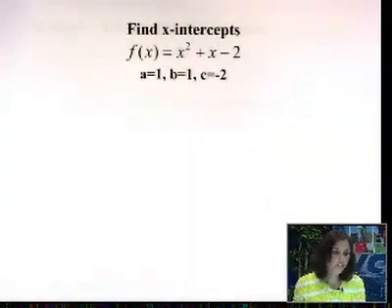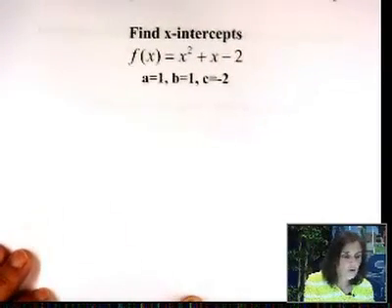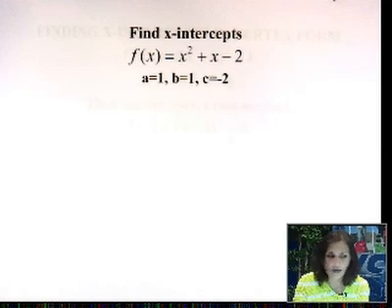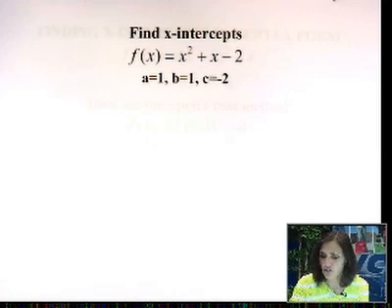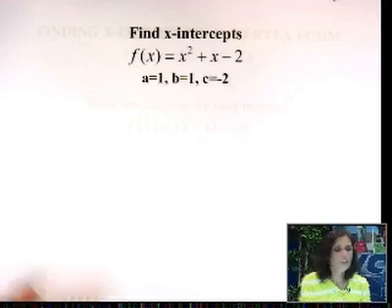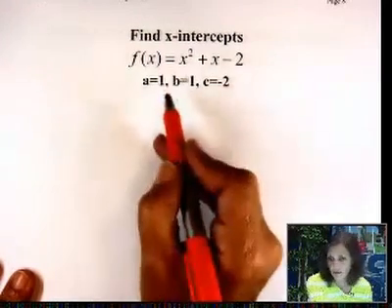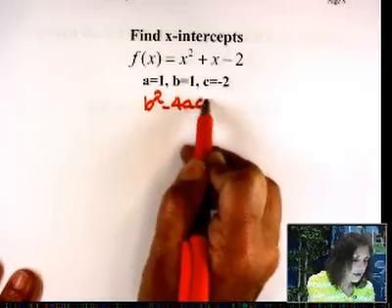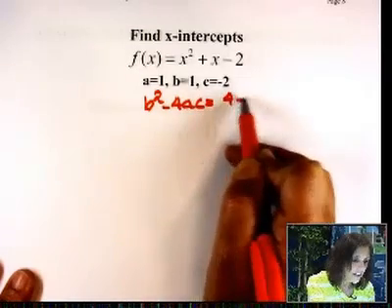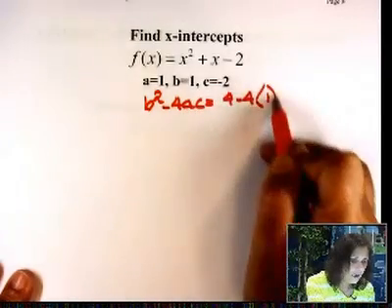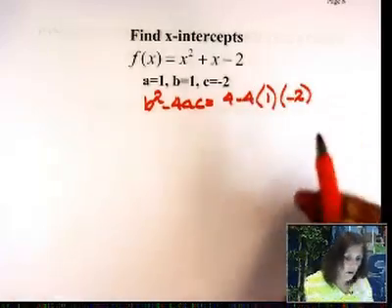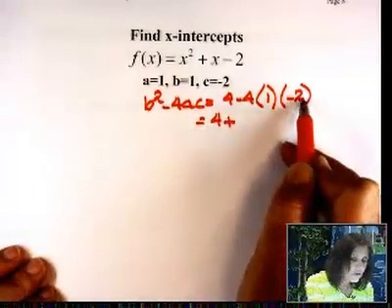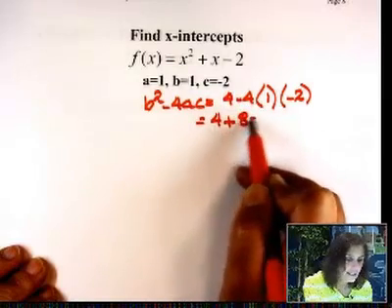All right, let's do another x-intercept problem. Your a, b, c is given, so x squared plus x minus 2. All right, so let's go and do this problem. Let's calculate b squared minus 4ac. b squared is 4, minus 4, a is 1, and c is negative 2. You have 4 plus 2 times 4, that's 8, that's 12.